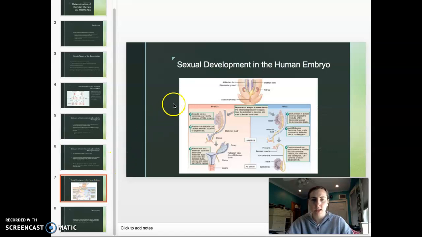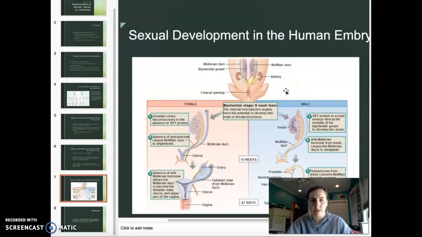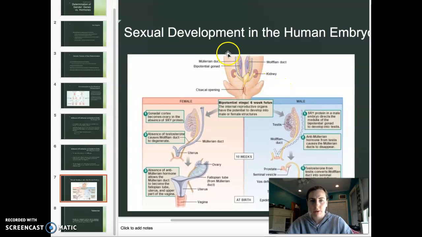Here is a good diagram that shows the sexual development in the human embryo. On the left side we have the Müllerian duct and the Wolffian duct, and at this time these are bipotential gonads because they could develop into either a female or male reproductive system. After about 6 weeks, the internal reproductive organs have the potential to develop into either female or male structures.